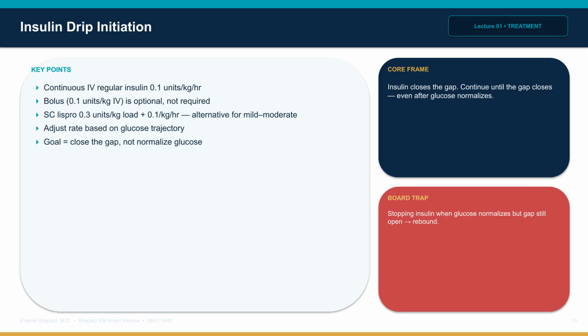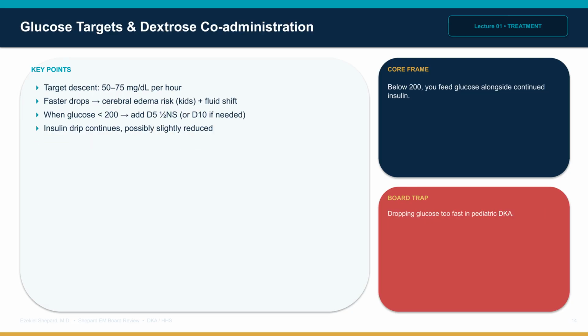So red flags or big sirens, however you want to focus in on it. It's the insulin that's the engine that closes the gap. It must be continued until the gap closes by 2 serial gap closures, even if the glucose normalizes earlier. The glucose target during DKA treatment is a controlled descent. The goal is a fall of 50 to 75 milligrams per deciliter per hour.